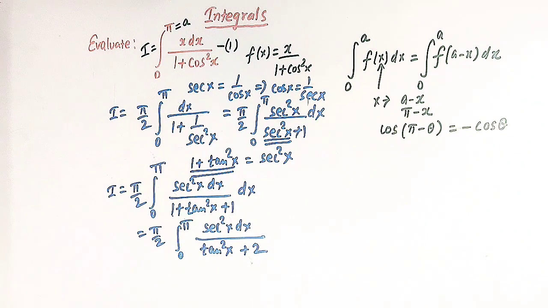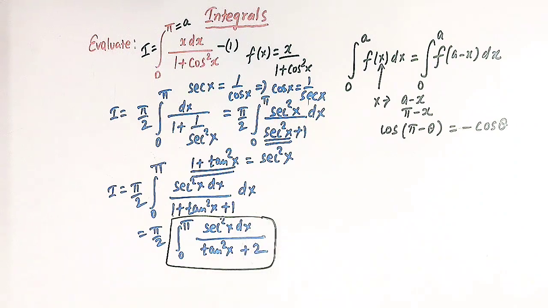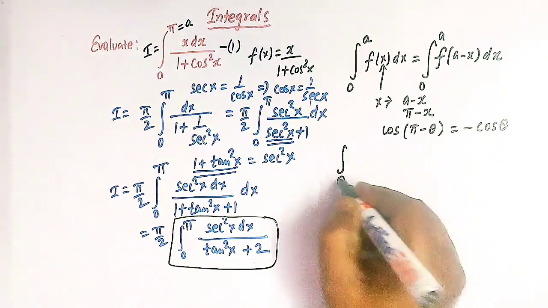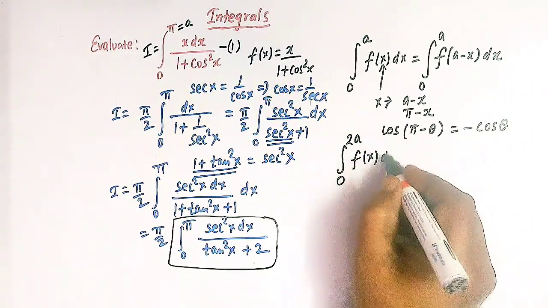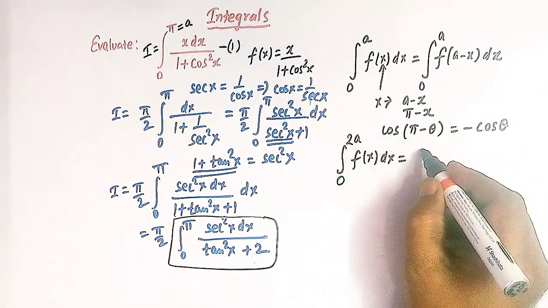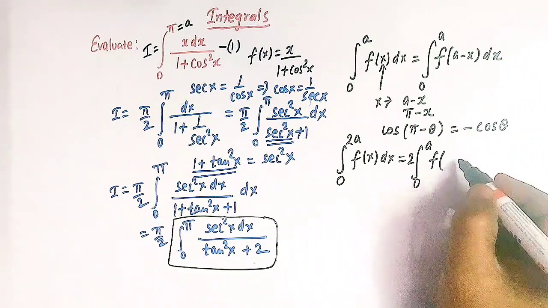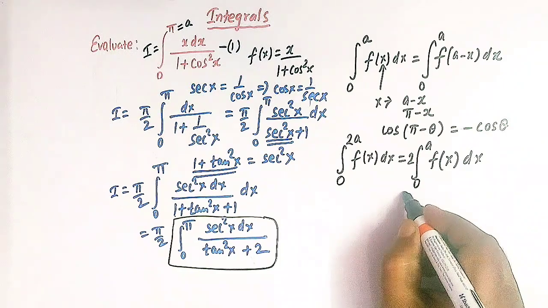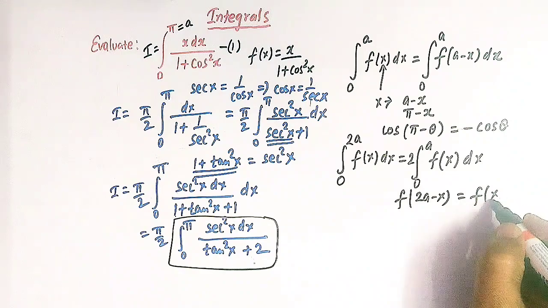So now, before applying the substitution method to this integral, we'll make use of another important property of definite integrals, which says that if we have the integral from 0 to 2a of f of x dx, then this integral is given by 2 times the integral from 0 to a of f of x dx, provided f of 2a minus x is equal to f of x.